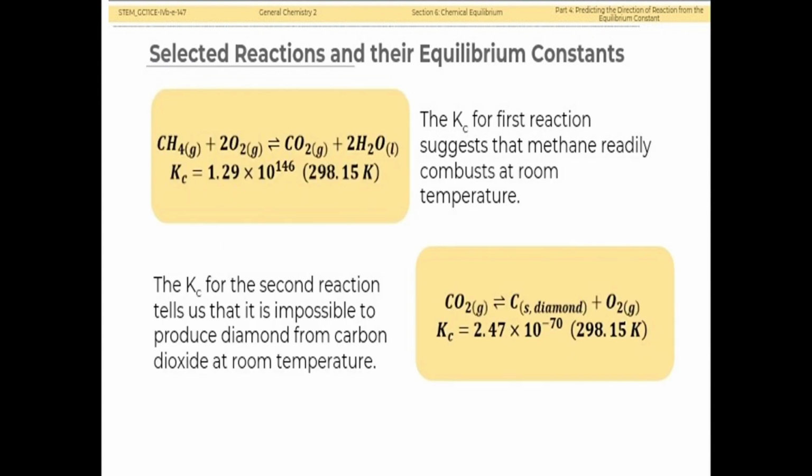Consider the following reactions: combustion of methane and formation of diamond from carbon dioxide. The equilibrium constant for first reaction suggests that methane readily combusts at room temperature. On the other hand, the equilibrium constant for the second reaction tells us that it is impossible to produce diamond from carbon dioxide at room temperature.